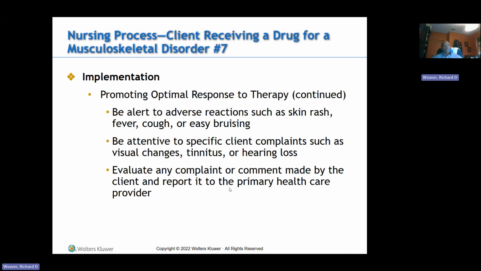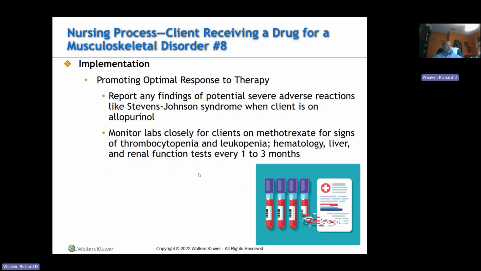In other words, be alert to adverse reactions such as skin rash, fever, cough, or easy bruising. Be attentive to specific client complaints such as visual changes, tinnitus, and hearing loss and so forth. And so we always want to know what the client reactions are to these drugs so that we can address them accordingly. Let's see, report any findings of potential severe adverse reactions, especially SJS when clients are on allopurinol. This is a really important one here, as they all are, but this one is really important.